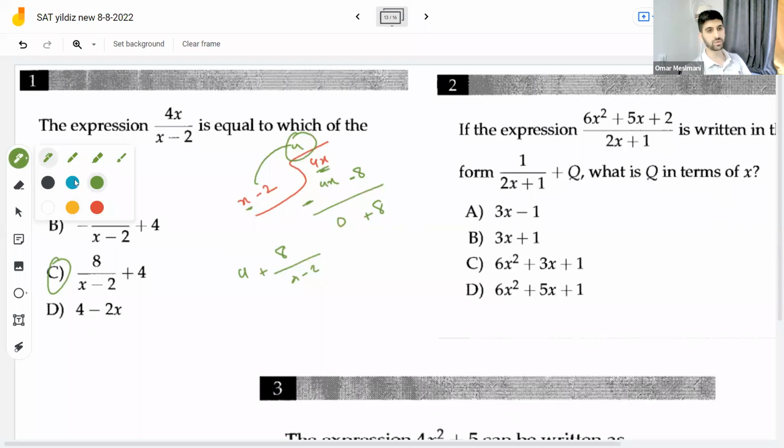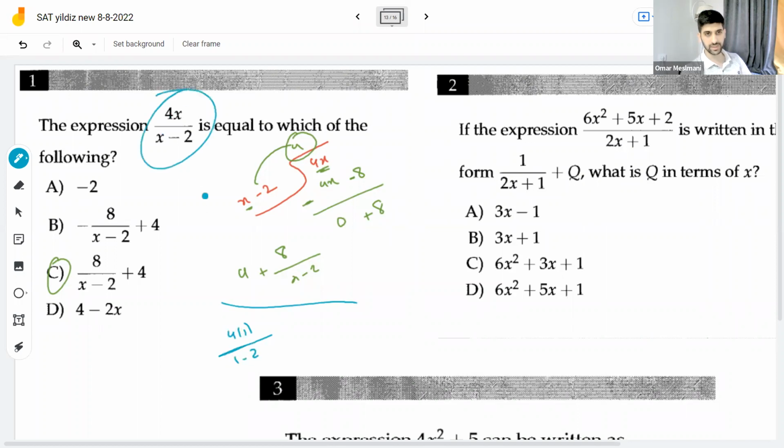Okay, we have another way, which is I can take a value in my cell, like any value I want. I'm going to go with 1. So this is what I will try to do: 4 multiplied by 1 over 1 minus 2. I will try to evaluate a value for myself. We'll go with 1. You can go with any number you want.